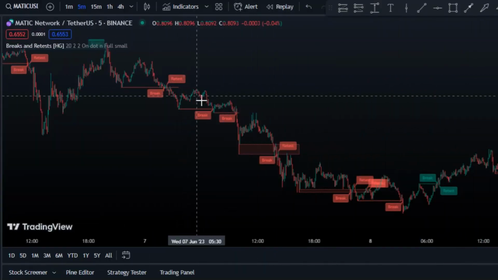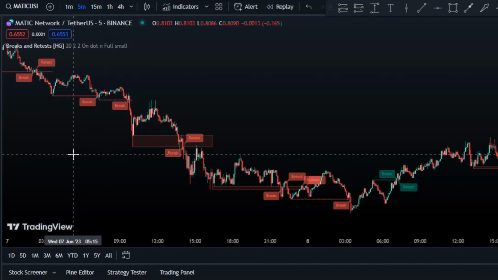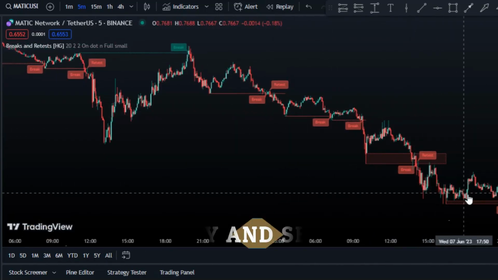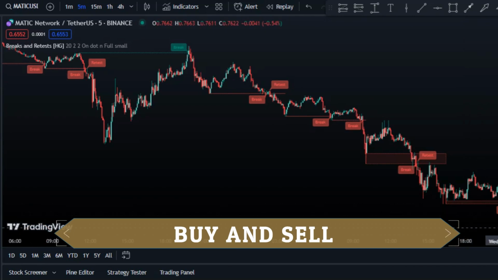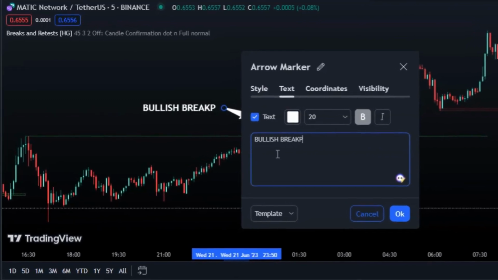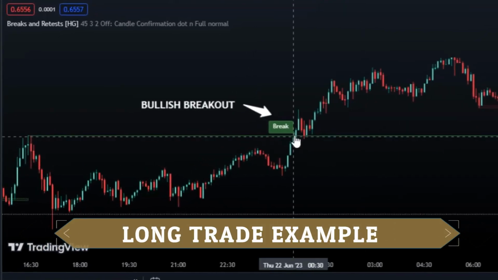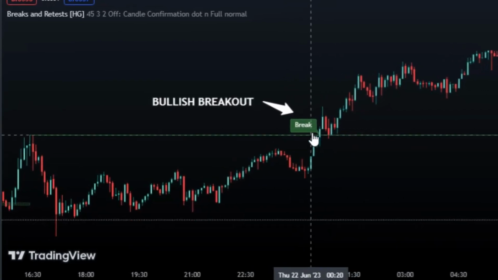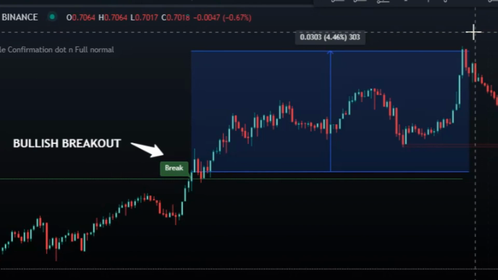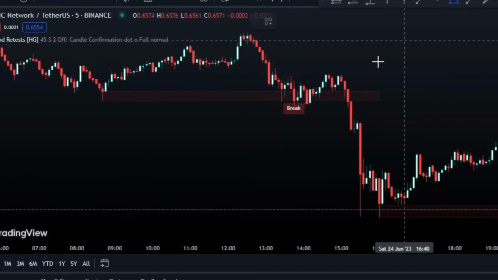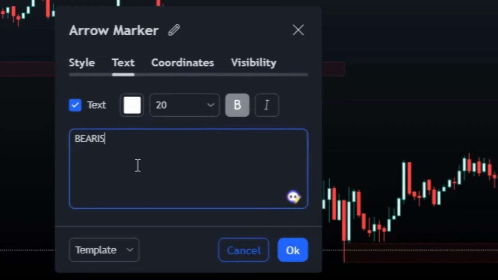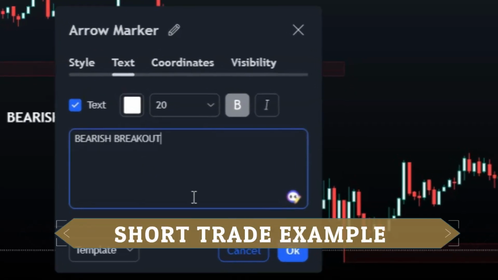With these settings configured, the indicator will now identify the support and resistance zones on the chart and give us buy and sell signals when the price breaks through those levels. For example, here a bullish breakout has happened and we can enter a long trade. And similarly, in this example, a bearish breakout has occurred, so you can enter a short trade and make profit.